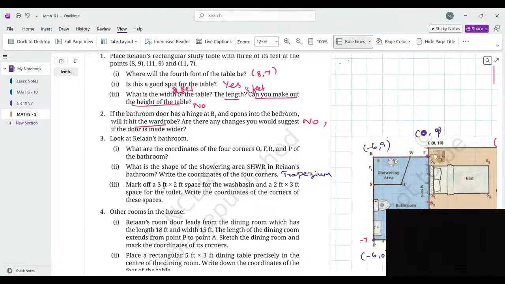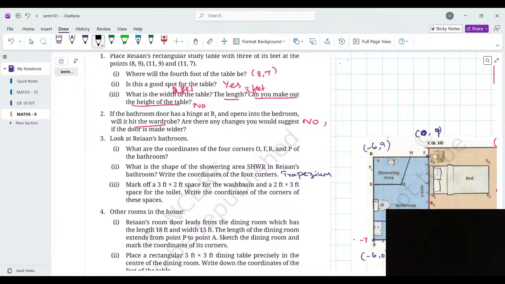Mark off a 3 feet by 2 feet space for the wash basin. So this is the wash basin. 1, 2, 3. 3 feet by 2 feet. So this is going to be the area for the wash basin. And 2 feet by 3 feet for the toilet. 1, 2, 3. So this is the area for the bathroom toilet.